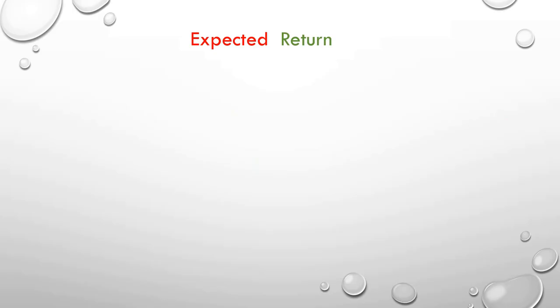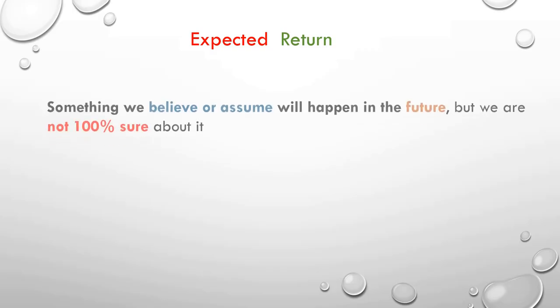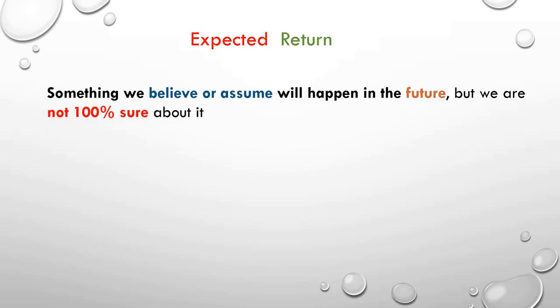Now, what do you mean by the word expected? Expected means your expectation, your assumptions, and assumptions are related to your future. So something which we believe or assume will happen in the future, but we are not 100% sure about it, we name it as expected. That means we are not sure whether this will happen or not, but we are just assuming it. If this thing happens, this will be the result. If this thing does not happen, this will not be the result.